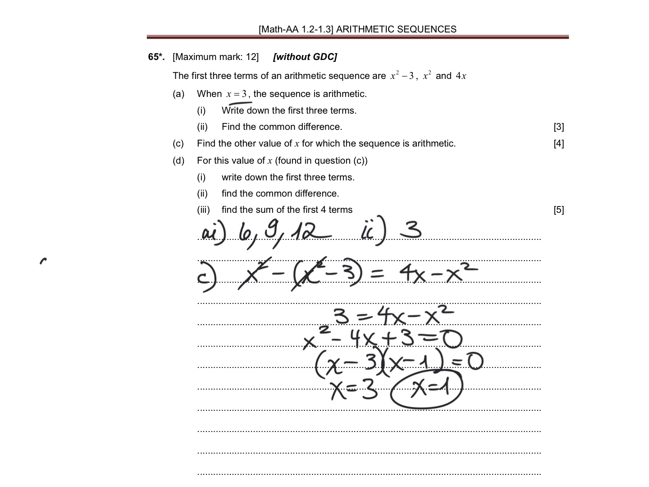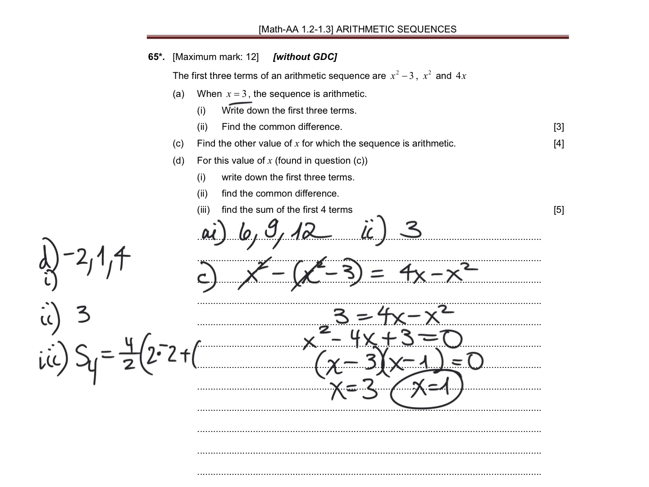Okay, so for D, for this value, and C, write down the first 3 terms. So now we're going to have 1 squared minus 3, which is -2, then 1, then 4, making the common difference 3. And find the sum of the first 4 terms, which is going to be n over 2, 2u1 plus n minus 1 times d. So we've got 9, 5, 10.